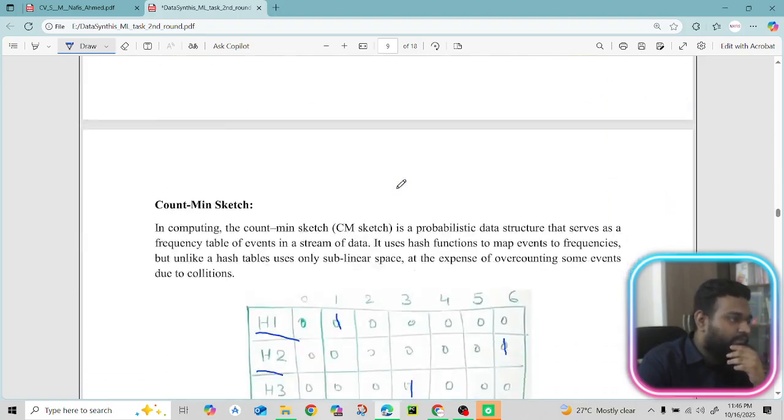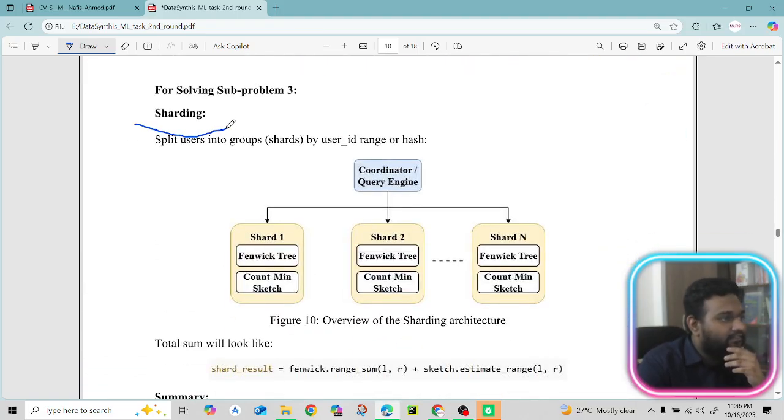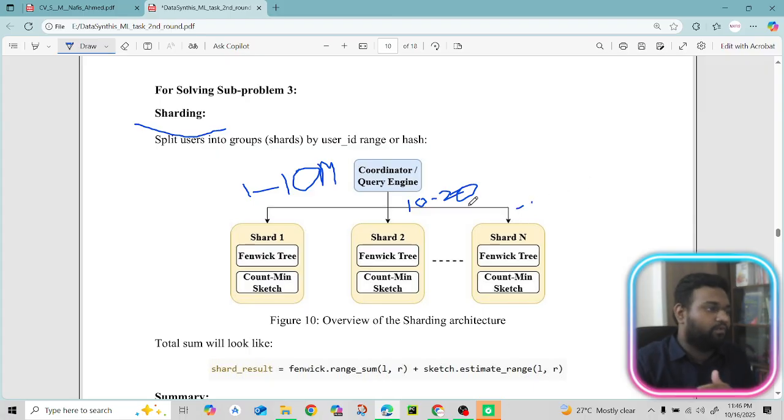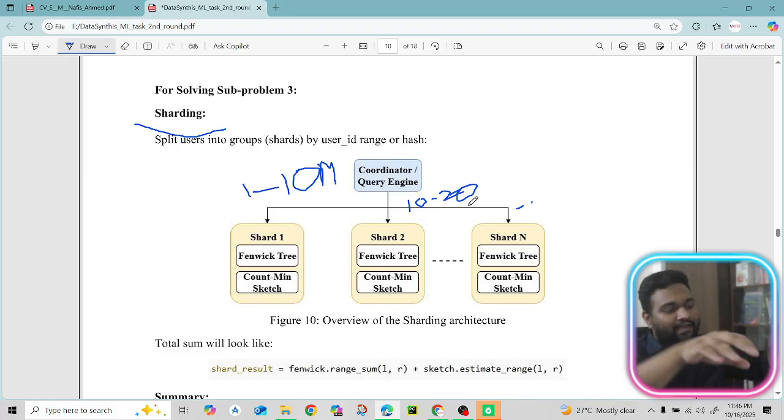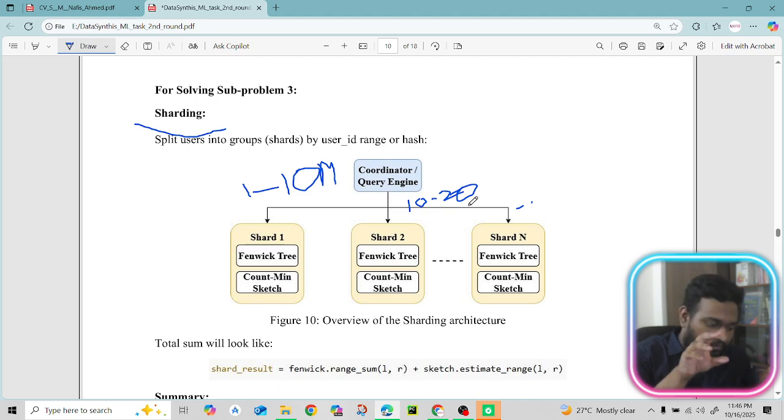I can do it by sharding. Sharding is a technique where we divide the users. For example, shard 1 I'm going to use for 1 to 10 million users. In shard 2 I'm going to use 10 to 20 million users, then 20 million users, and for shard n I'm going to use something like that. So this is how I'm dividing it into groups so that I can easily go into that group and update the value.